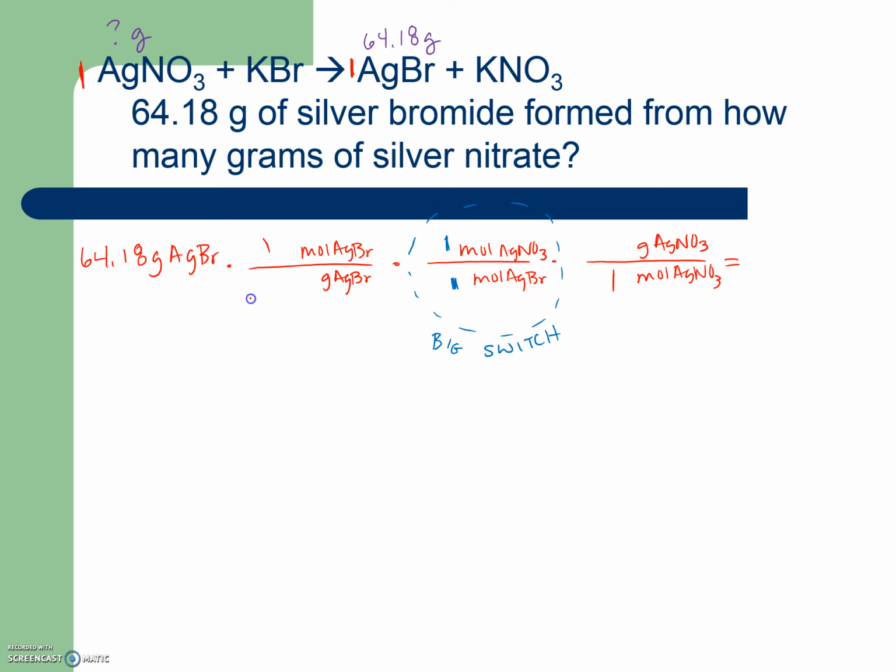This happens to be 187.77 for the gram formula weight. This happens to be 169.88 grams. I'm going to multiply across. I'm going to end up dividing. I end up with 58.07 grams of AgNO3. And that's my answer. That right there is stoichiometry.